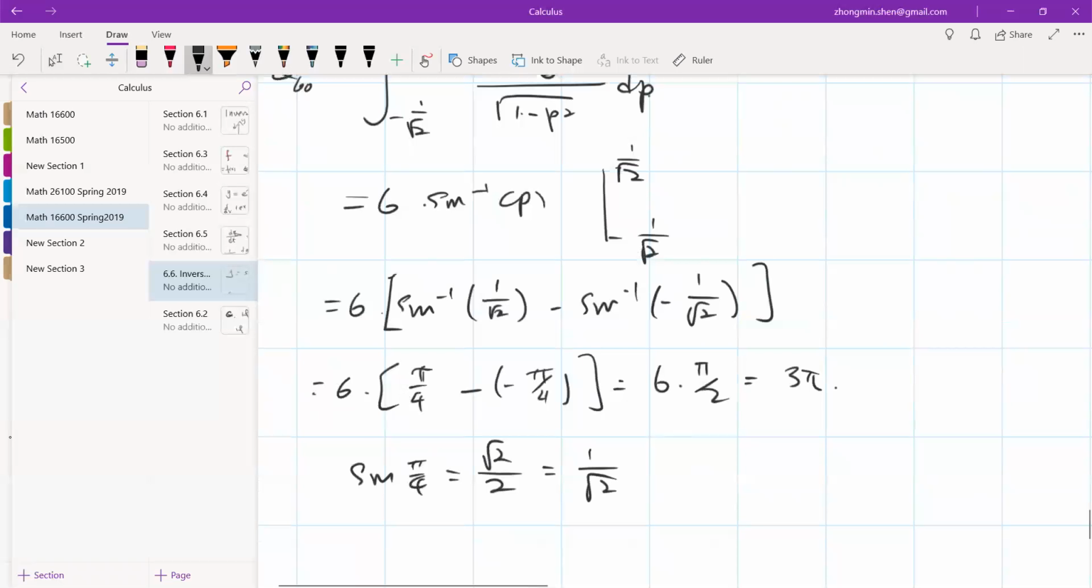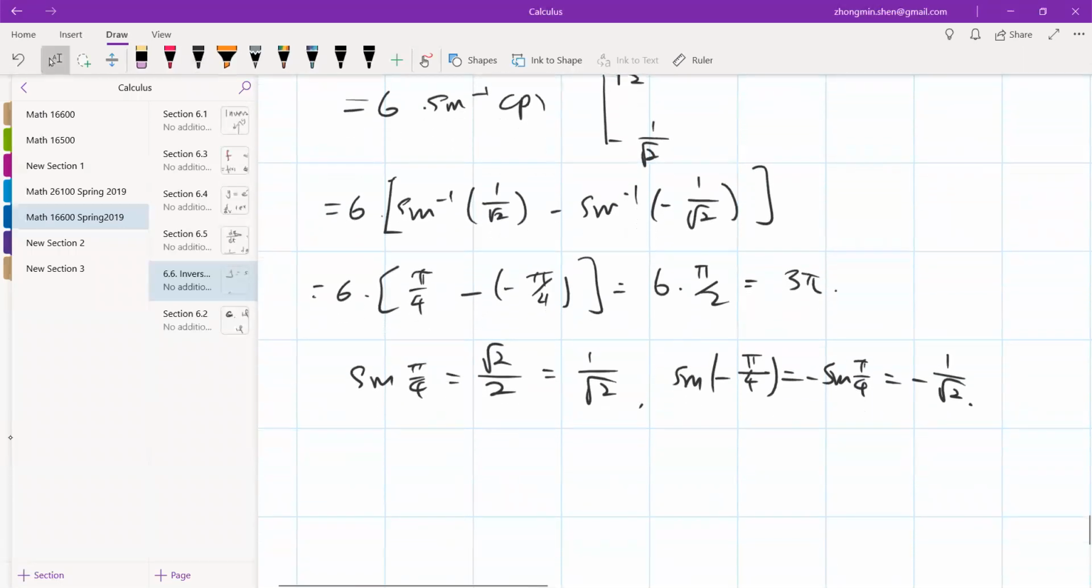And similarly, okay. So 3 pi is a value of the function. Okay, so the next problem, 64.